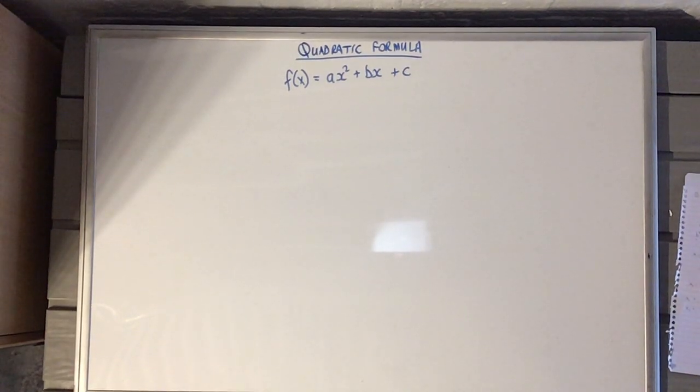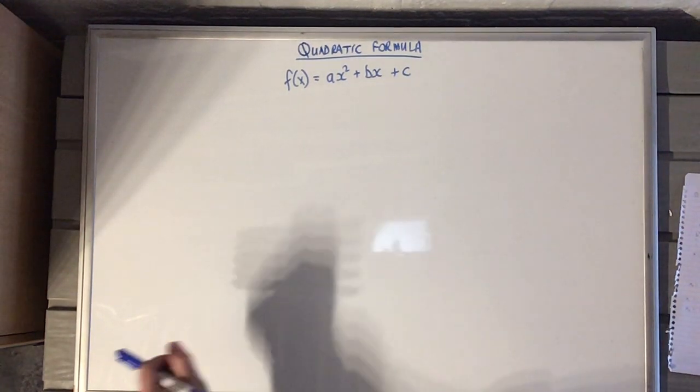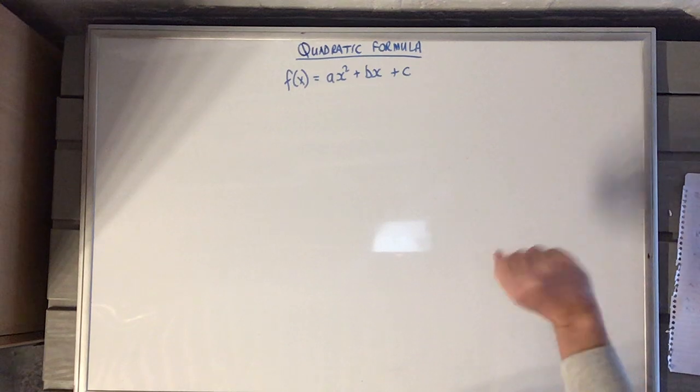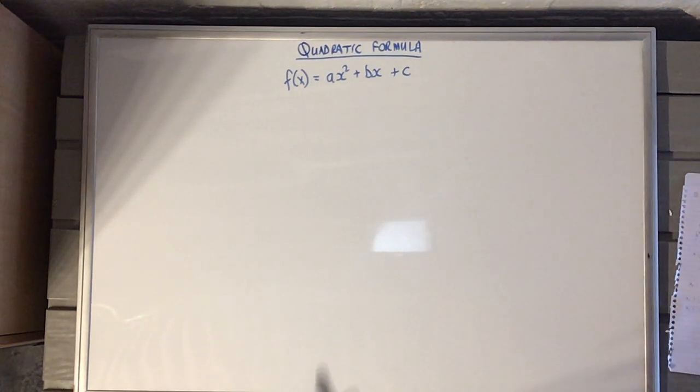Okay, in this video, National 5 level maths, I'm going to show you how to find the roots of a quadratic equation using the quadratic formula. We use the quadratic formula when we can't factorise. If you've watched the previous videos, then we were solving this type of equation or finding the roots by factorising. But not everything factorises, and when it doesn't factorise, we have to use the quadratic formula.